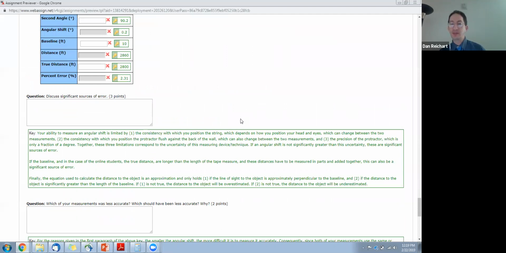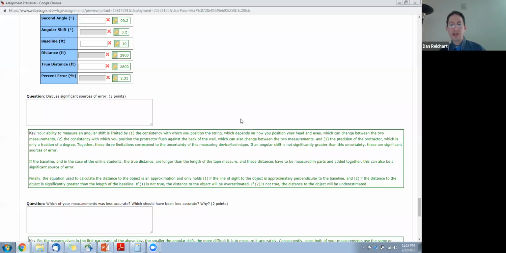Consistency with which they held the protractor flush against the wall, or if the wall isn't very straight, kind of rugged or something. Those would be sources of error. The precision of the protractor, it only has increments at the degree level, so some fraction of degrees is the precision of the instrument. Those are the three primary ones.